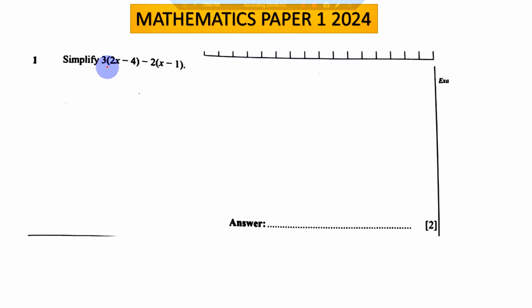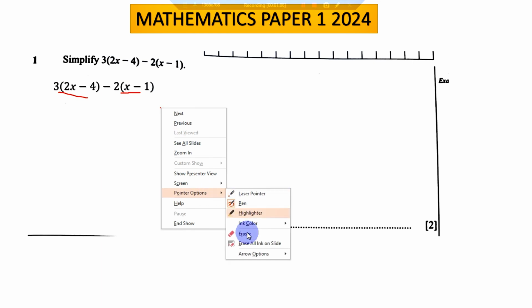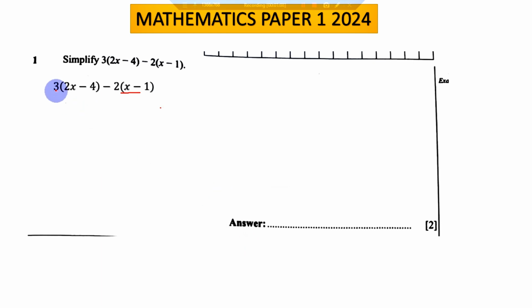So we're going to multiply the 3 into this bracket, and then we're going to multiply -2 with every single term in the other bracket. Okay, so let us begin. 3 times 2x, we get 6x. 3 times -4, we get -12. Then -2 times x, we get -2x. -2 times -1, we get a +2.